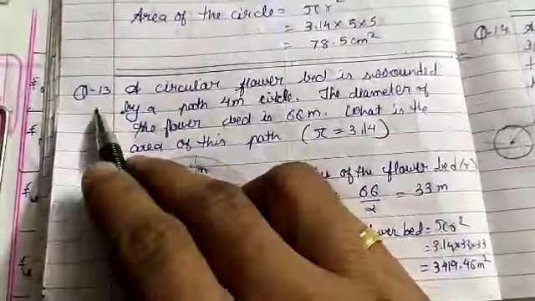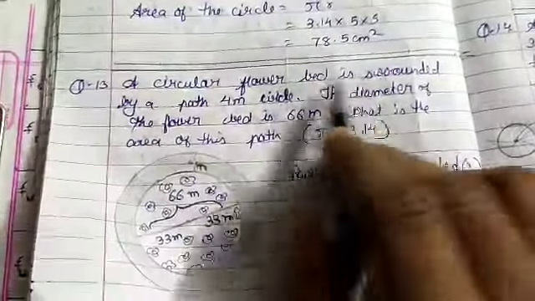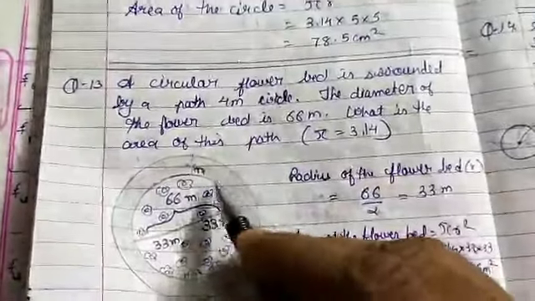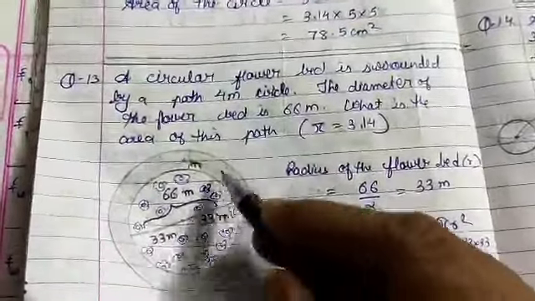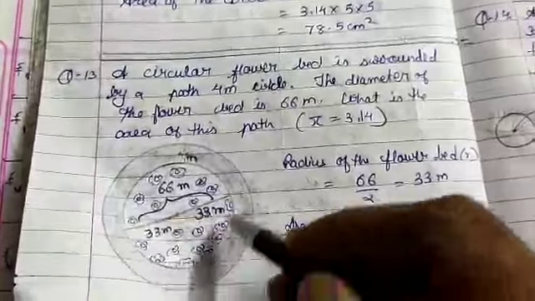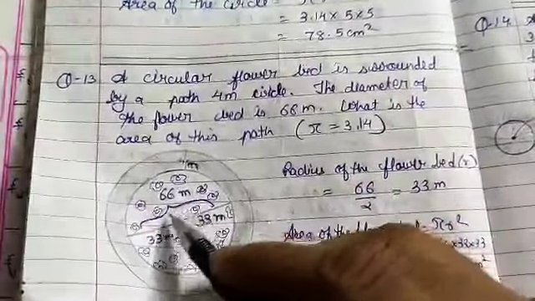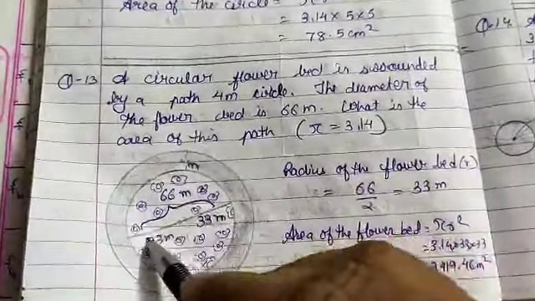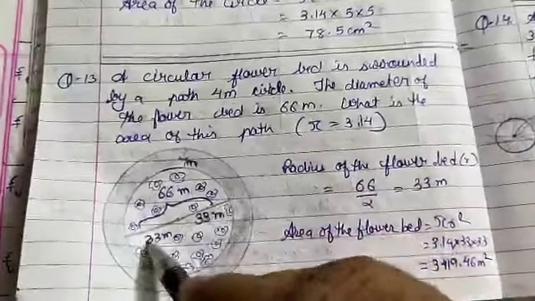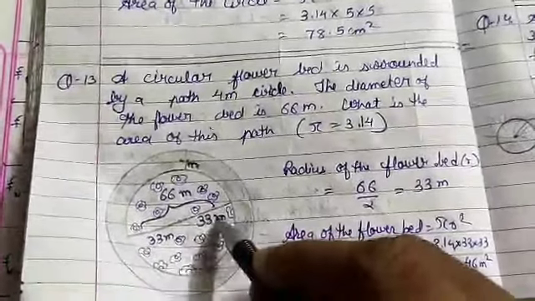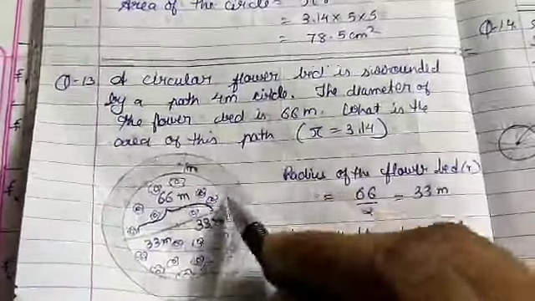Now let us see some number 13. A circular flower bed is surrounded by a path 4 meter wide. See here, this is a circular flower bed. It is surrounded by 4 meter of path. The diameter of the flower bed is 66 meter. Means if the diameter of the flower bed is 66, then what will be the radius? 33 meter. What will be the area of the path? We need to find the area of the path.